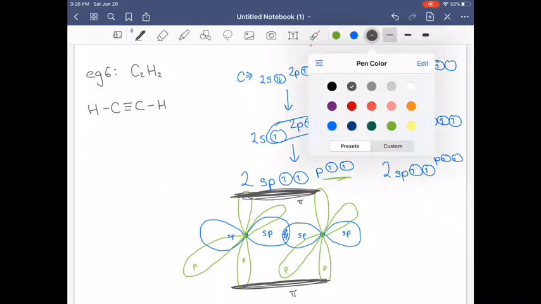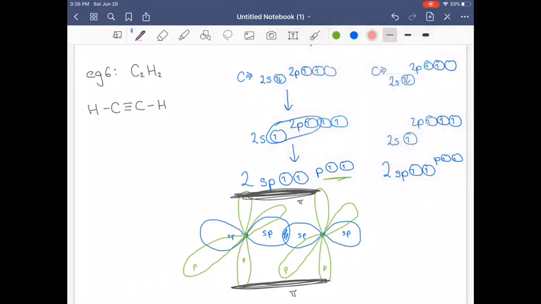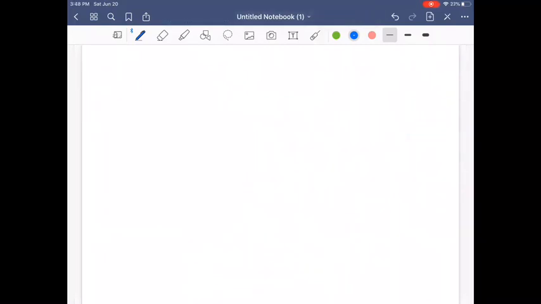Of course there is. Let me use a different color. Let me use pink. This and this is going to form a pi bridge. Okay, there you go. So when it comes to a triple bond, you're looking at 1 sigma and 2 pi bonds.